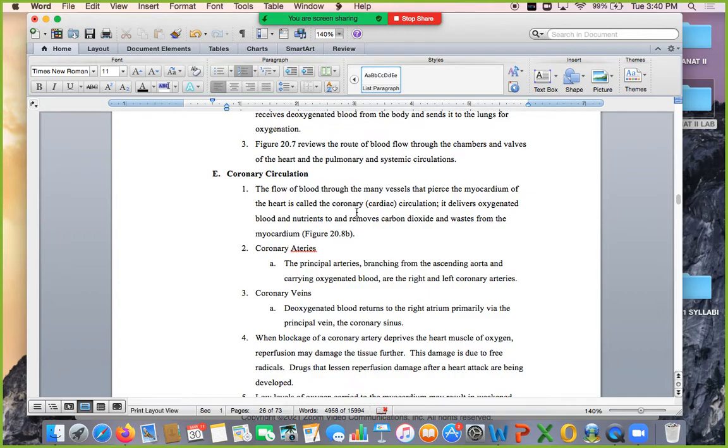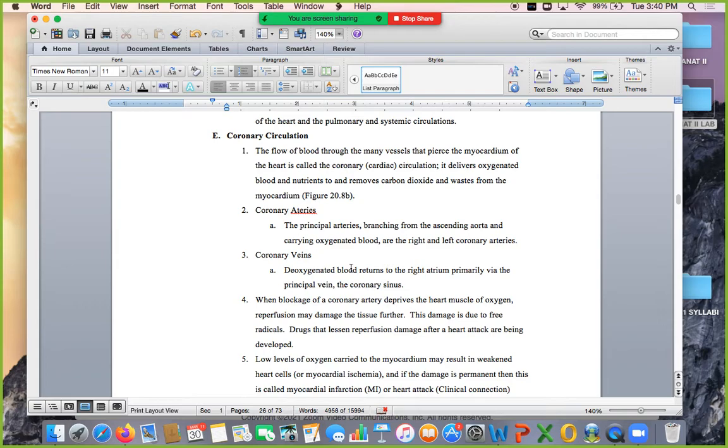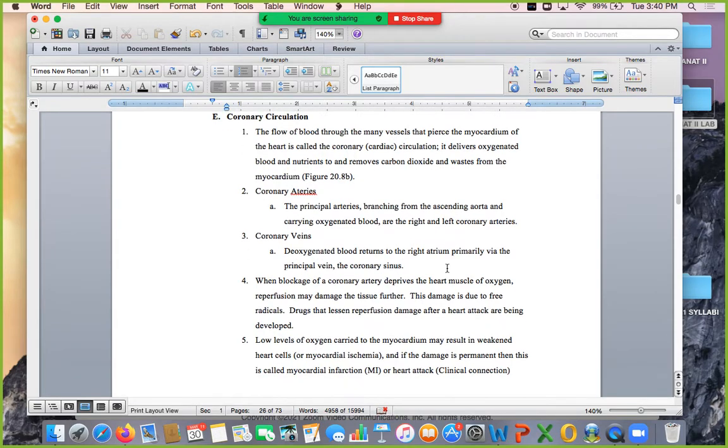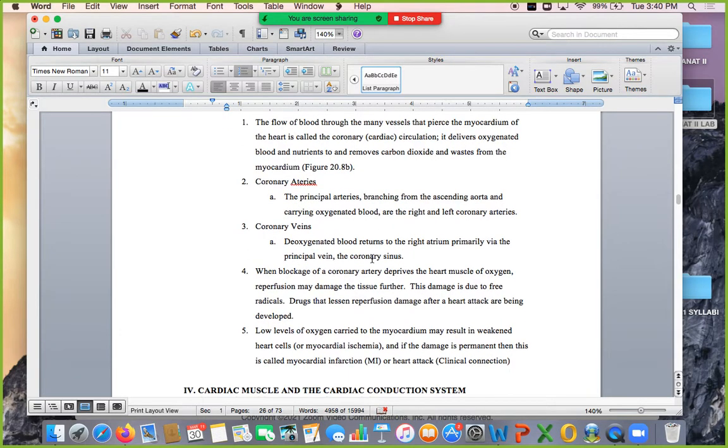Okay, again, coronary circulation is when we have the blood that's coming directly out of the heart. There's a little teeny tiny trickle right off at the beginning of the aorta that's going to send blood into the coronary arteries, which is going to actually feed the myocardium, and it's going to carry oxygenated blood. And then the coronary veins are going to carry deoxygenated blood, and that's going to dump directly back into the right atrium, into the coronary sinus.